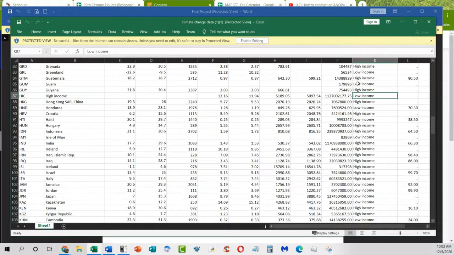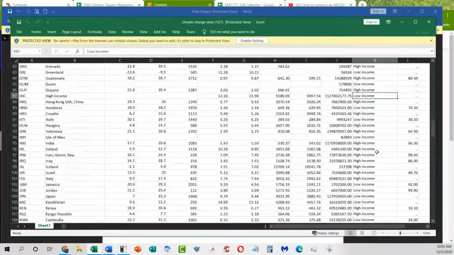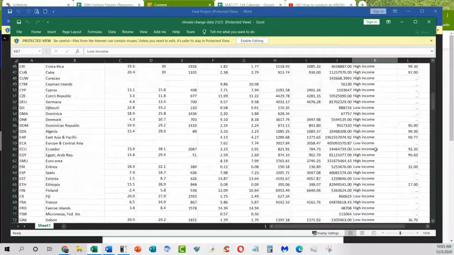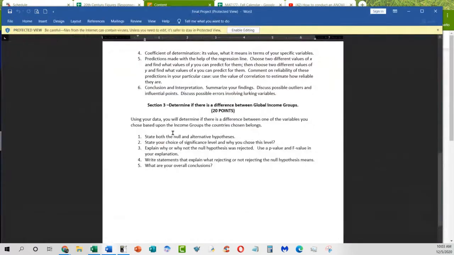But you'll find they're broken up into high income and low income countries. So when you're done, you're going to do a hypothesis test to see, is there a difference between these? So let's say I picked annual precipitation. Is the average precipitation the same between high income countries and low income countries? And then you do a hypothesis test. That's it. Those are the three pieces that you have to do.